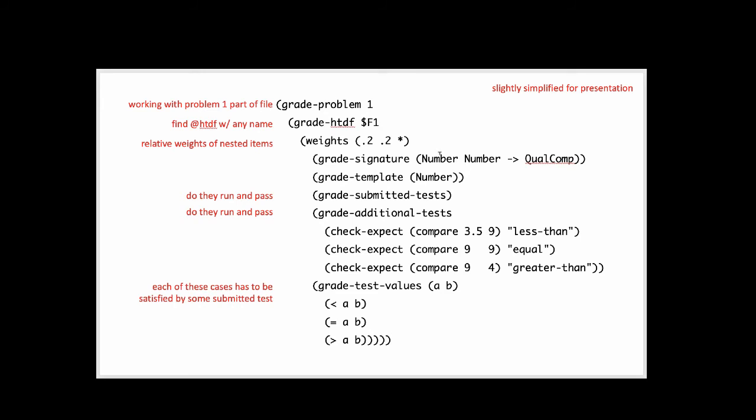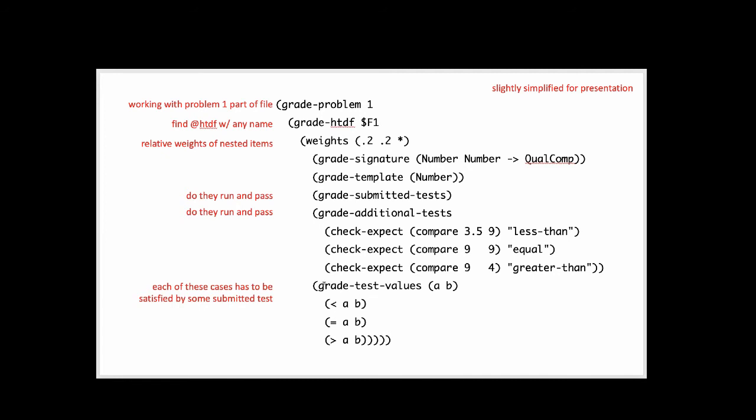This says look for a signature, it better be this. This says look for a template tag, it better be that. This says that the tests they submitted, we're going to run them and make sure they pass. This says we're going to have some additional tests in case they didn't write all the tests we wanted them to write.